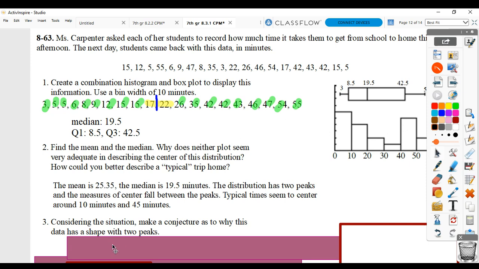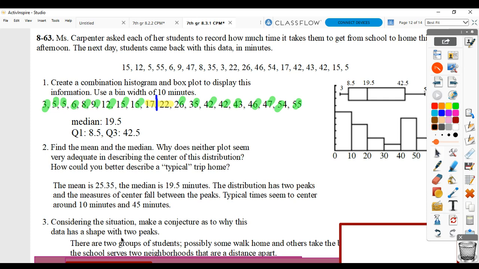And then, why is this data probably having two peaks? So they talk about some of the things I just mentioned. There probably are two groups of students, some who are walking home, some who are taking the bus, or maybe they're talking about maybe the school serves two neighborhoods that are a distance apart. So like if a student went to school in Colby but lived in Dorchester, obviously their bus ride home would be a little bit longer than someone who lived right in town.